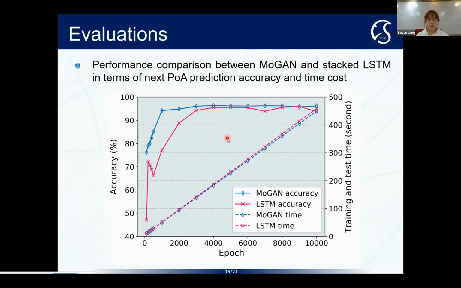Then we varied the epochs. The highest accuracy for MoGAN was achieved at 4,000 epochs, while that for the previous work using LSTM was achieved at 9,000 epochs, which is over twice that of MoGAN. Also, MoGAN showed less training time and test time than LSTM.